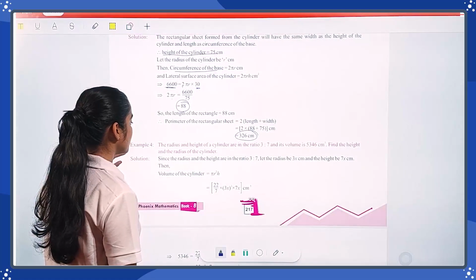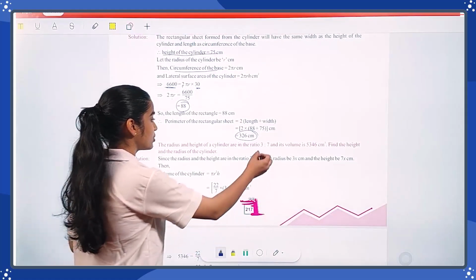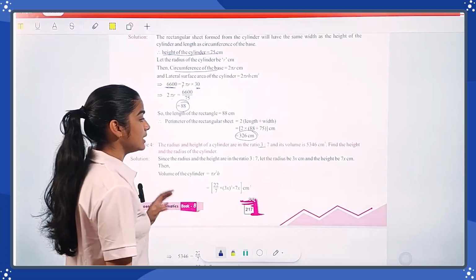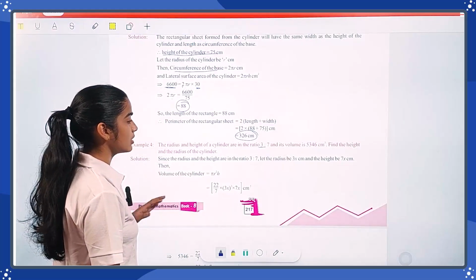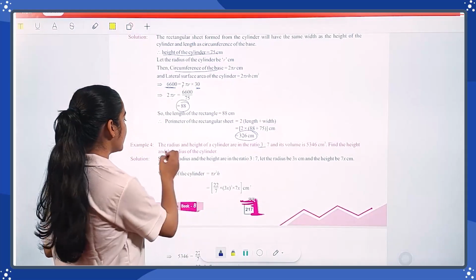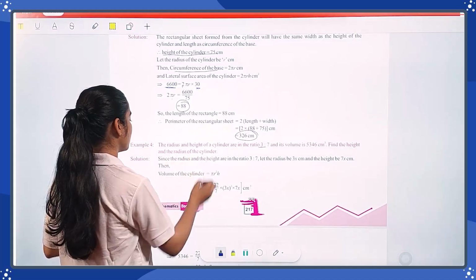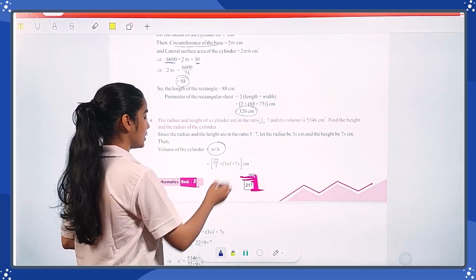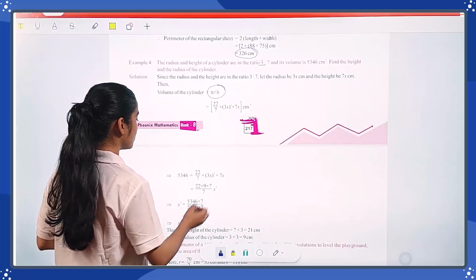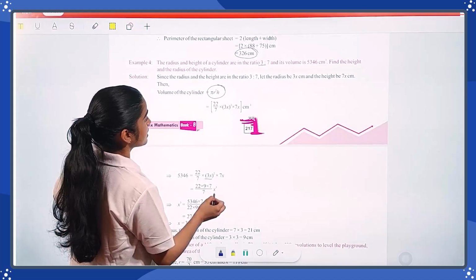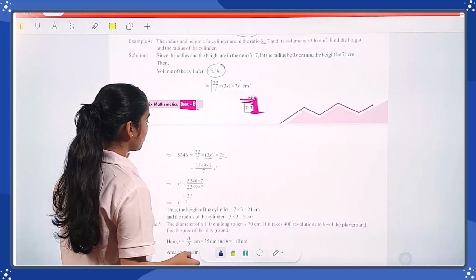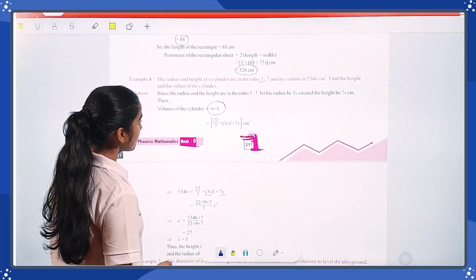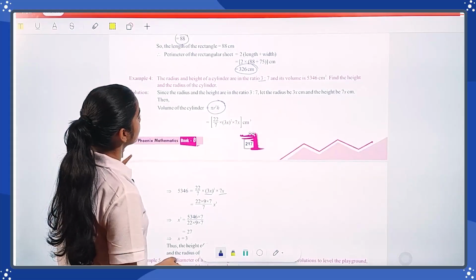Now the radius and height of a cylinder are in the ratio 3:7 and its volume is 5346 centimeter cube. Find the height and the radius of the cylinder. So this is the formula of volume of the cylinder, pi r square h. You just have to put the values 3x and 7x, because we have r and h in the ratio.